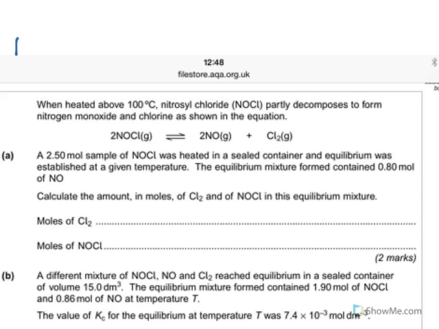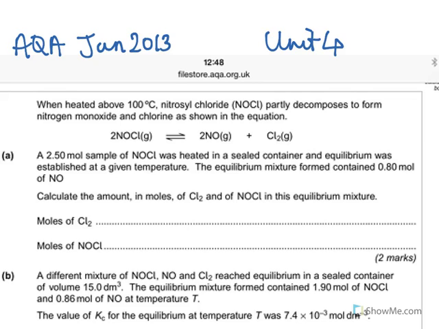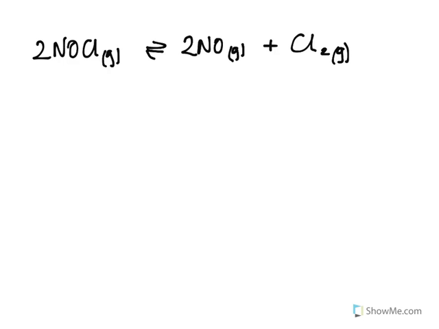I'm going to use a couple of exam questions, past paper questions, from two different exam boards. This is from AQA, June 2013, Unit 4 paper, and it is testing the typical skills that they're looking for at this level. So it gives us an equilibrium, and it's asking us to do some calculations with equilibrium constants and concentration.